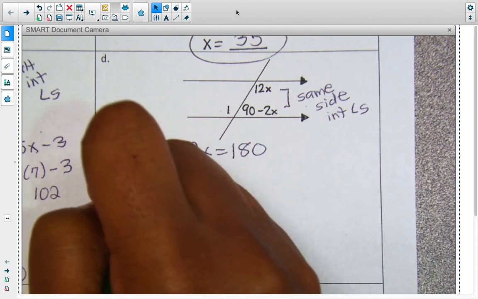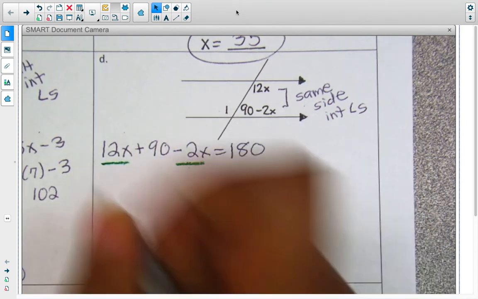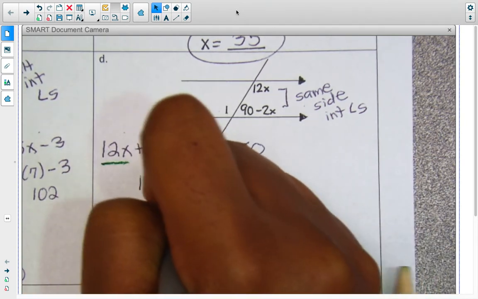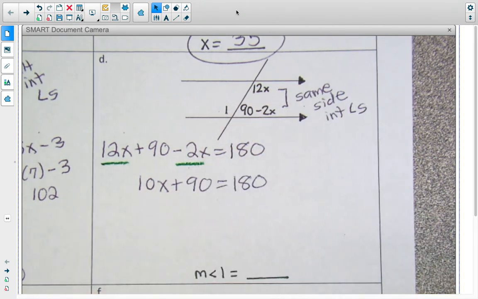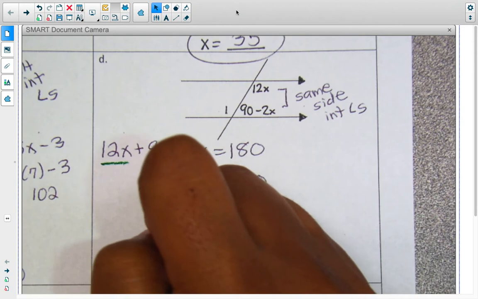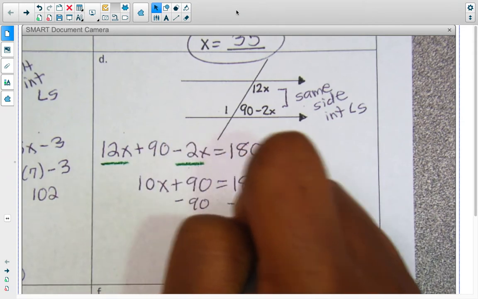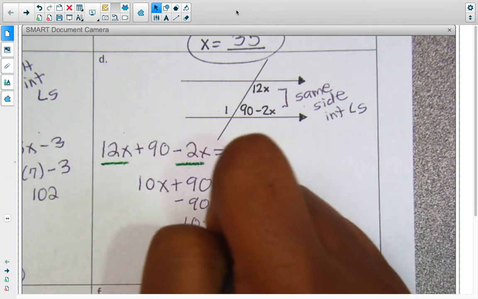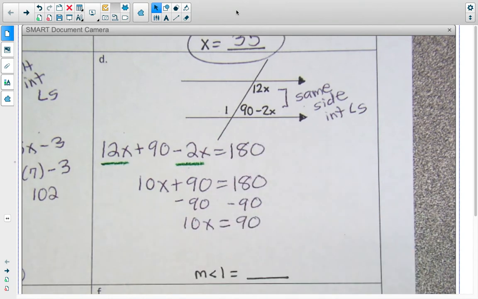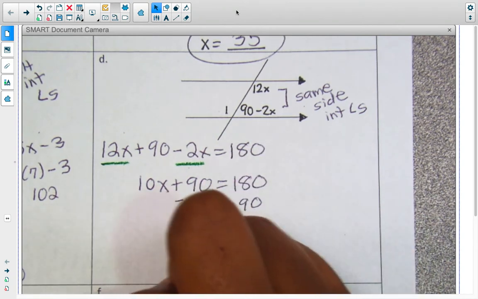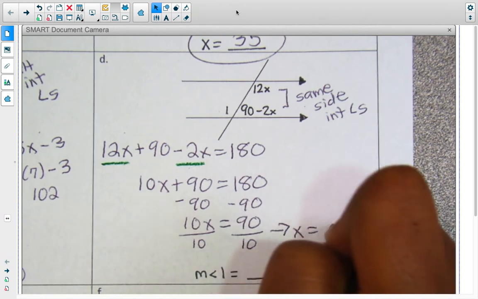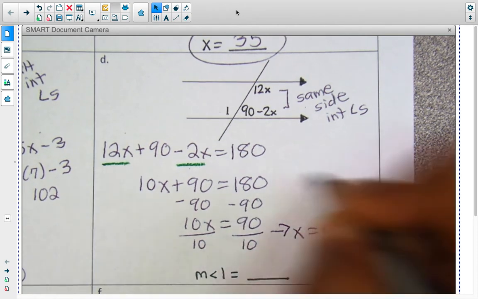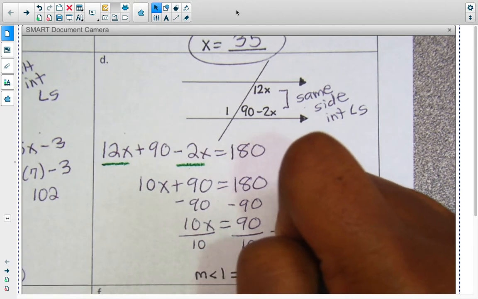So lots of solving equations here. So we'll combine our like terms. The opposite of a plus 90 is a subtract 90 from both sides. And the opposite of multiplying by 10 is to divide by 10 so that we get x equals 9. So we got x is equal to 9.